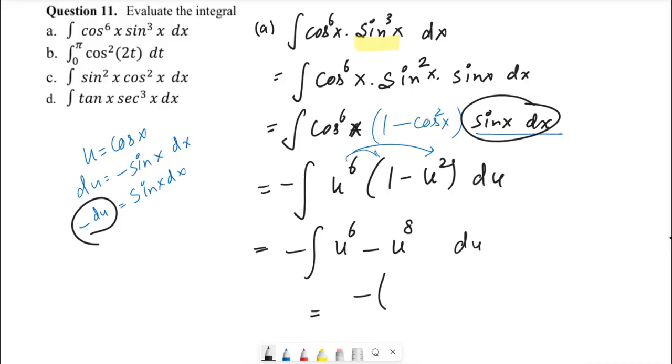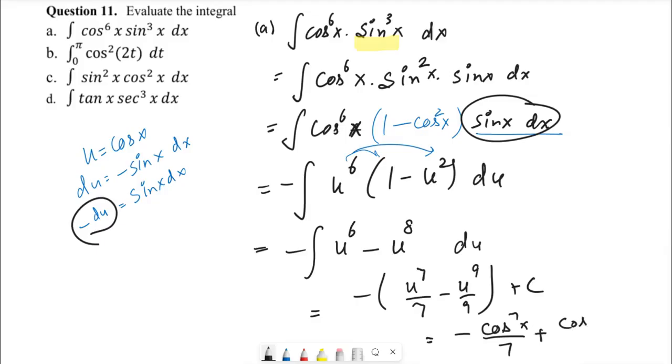The integral of u to the power 6 is u^7 by 7 minus u^9 by 9 plus c. That is negative u power 7. U power 7 is cosine power 7x by 7, plus u power 9, so that is cosine 9x by 9 plus c. This is your answer to the integral.